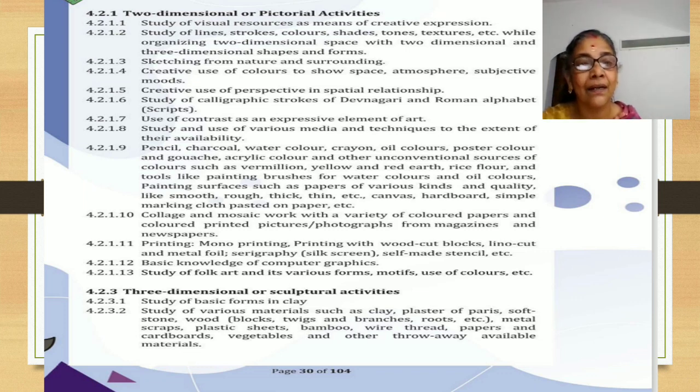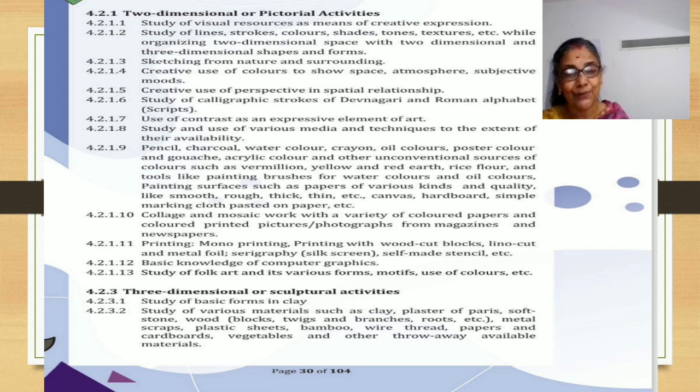4.2.1.9. What about the 9? The type of material you are using, whether it is pencil or charcoal or watercolor, crayons, oil color, poster color, like that. Different types of pens or writing materials you can use. According to that, that can be categorized into 4.2.1.9. And what type of paper or cloth you are drawing on.